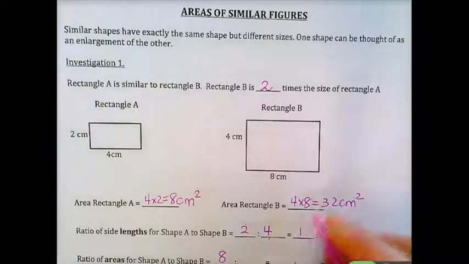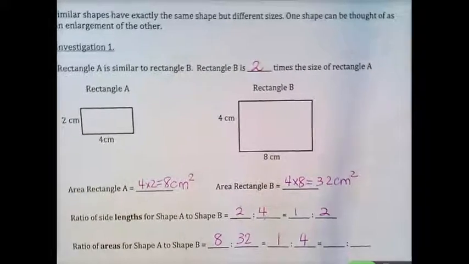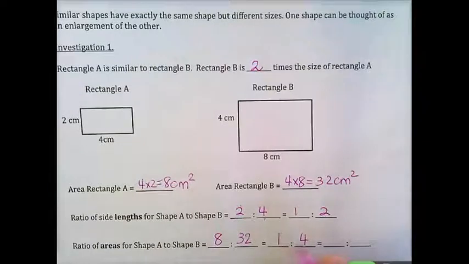8. What's the ratio of shape B? Now, can you simplify those ratios? What can you divide? So it's 1 to 4. Now notice I've got a third space. And the reason I've got the third space, I want to write that 1 to 4 another way.